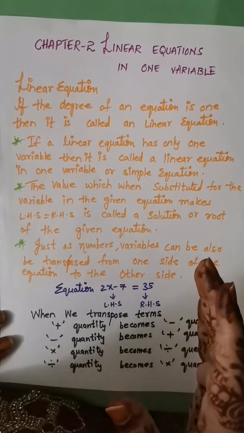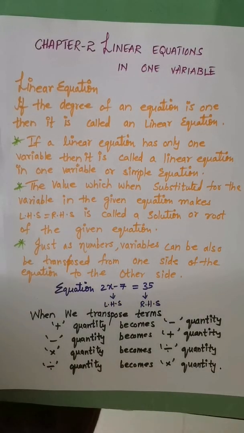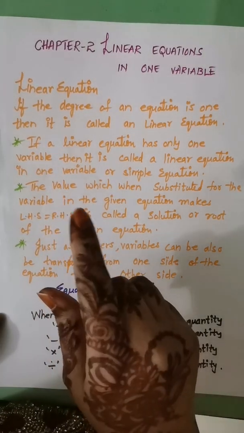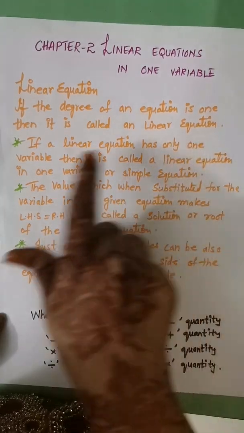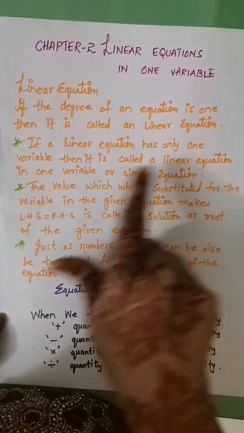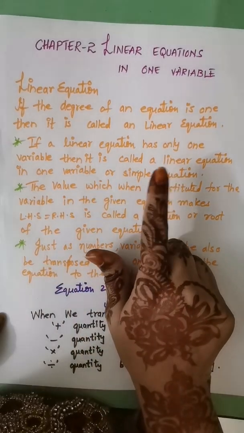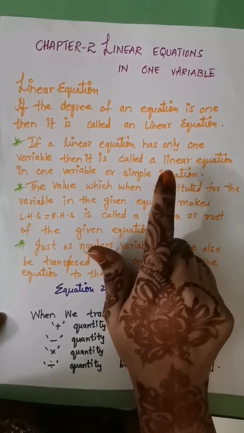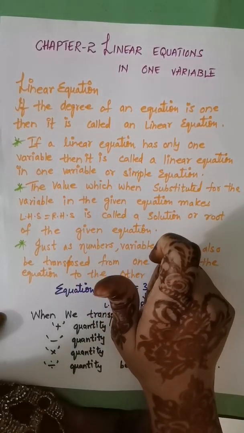Okay, linear equation in one variable. If a linear equation has only one variable, then it is called a linear equation in one variable, or you can say simple equations also. In your 7th standard you have learned about simple equations, no? So it is called a linear equation in one variable or simple equations also.